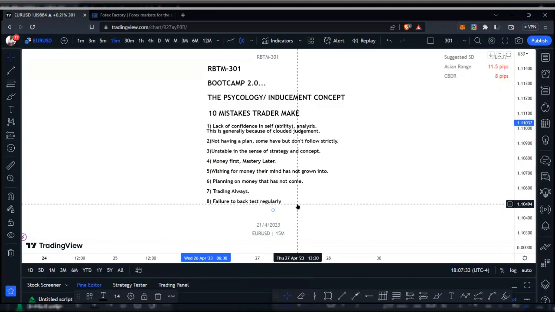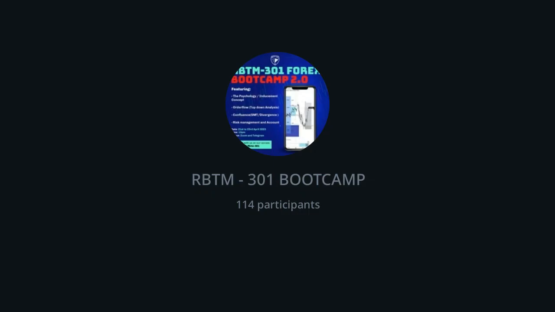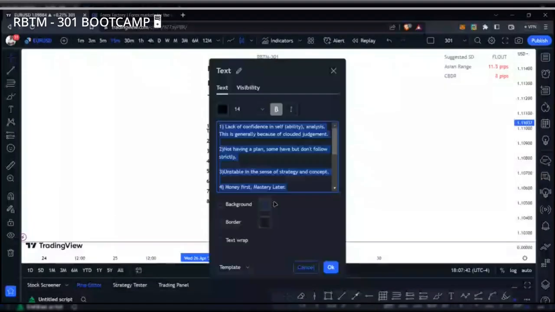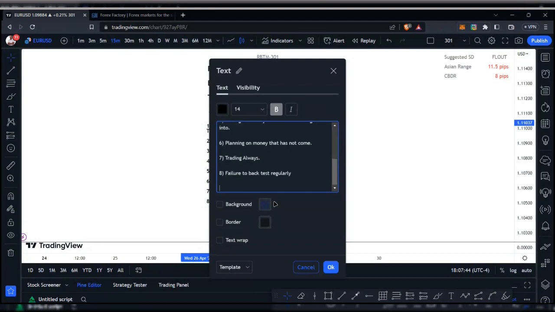Backtest regularly. So that I don't waste so much time. I've spent almost an hour now, and I want this to be done.